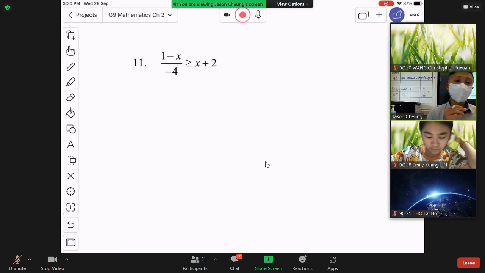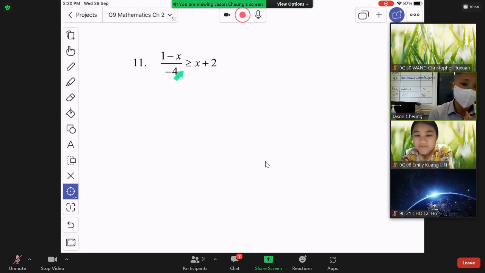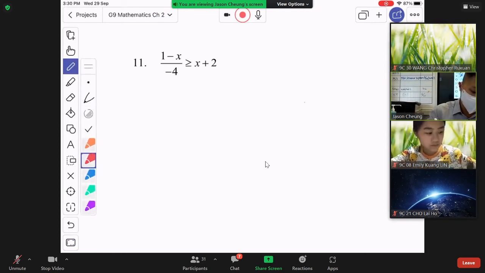All right. Here for question 11, you may have different ways to do it. Some of you will try to remove the negative 4 here, because you know this is a denominator, right? And then on both sides, you will think that we are going to move this one to the right-hand side. But this time, please think that we are going to multiply by negative 4. So here, let me show you the first method.